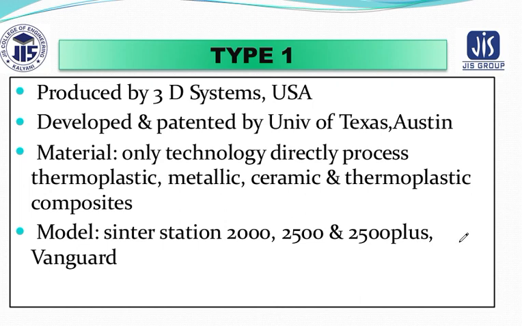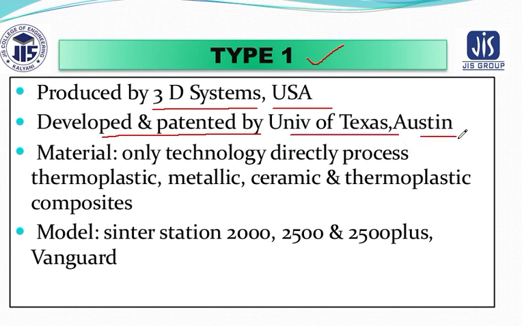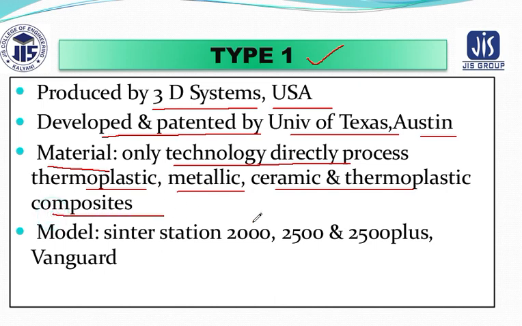Now we are going to talk about the type 1 and type 2 types of selective laser sintering. If you are producing on the 3D Systems machine, which is carried out in the USA, they prefer type 1. Basically, type 1 was developed and patented by the University of Texas in Austin. The material they have selected is the only technology that directly processes thermoplastic, metallic, ceramic and thermoplastic composites.